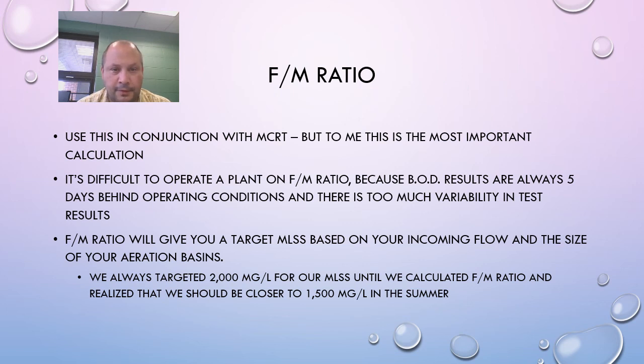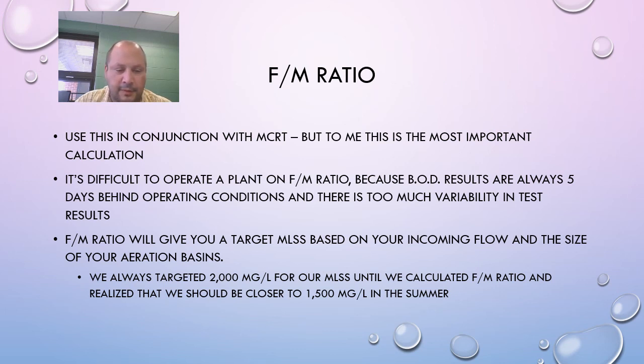So if I calculate the amount of pounds in the aeration tanks at different concentrations of mixed liquor suspended solids, I can find a number that is going to give me an F/M ratio close to 0.2 that I want to keep the plant at. So we use this in conjunction with MCRT to give us an idea of how many pounds we want to keep in the aeration tanks, and then I can plug that into my pounds formula to give me an ideal mixed liquor suspended solids concentration.